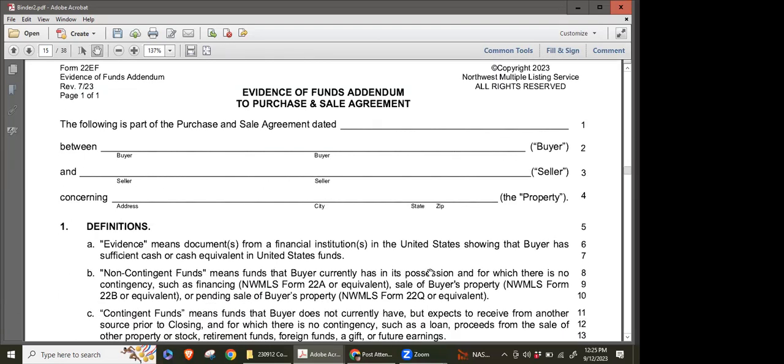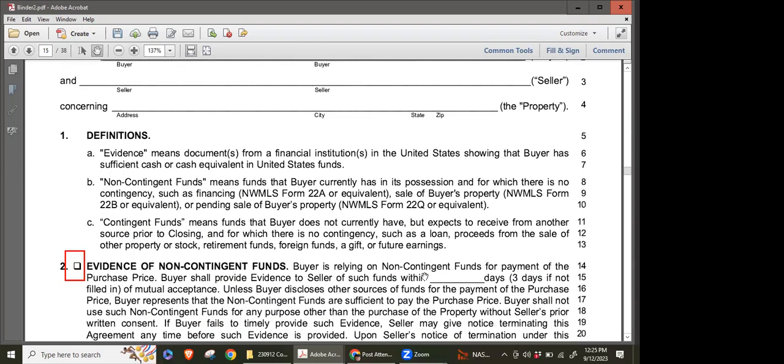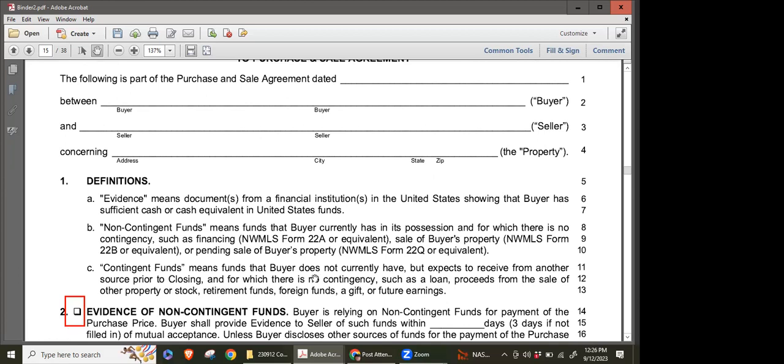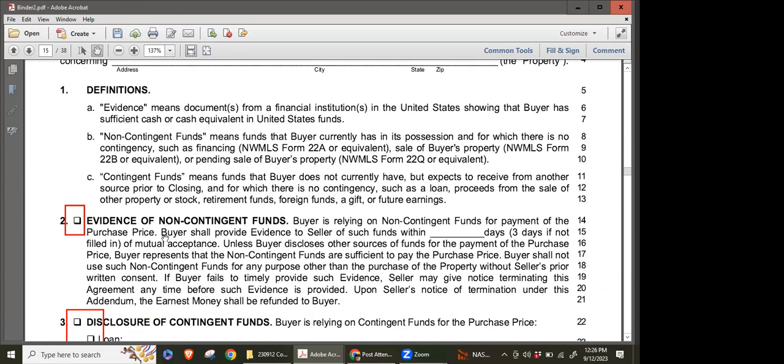Okay, evidence of funds, Chris, here we are. So it just goes into talking about contingent means a buyer does not currently have, and non-contingent means they have access. So like our Les Schwab, no, Charles Schwab, yeah, that's our tire place.